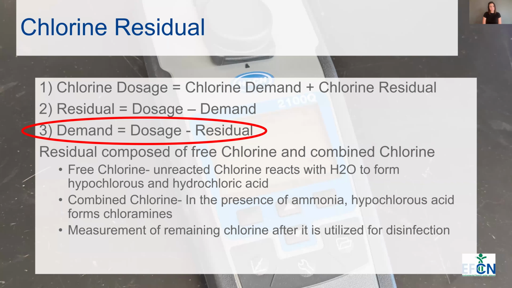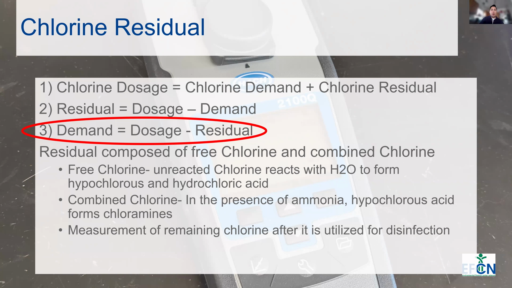And just one quick note that's good for operator certification: the residual chlorine is composed of free chlorine as well as combined chlorine. The free chlorine is the unreacted chlorine that has reacted with water to form hypochlorous and hypochloric acid. But our combined chlorine tends to be the chlorine that has reacted with ammonia, and that hypochlorous acid will form chloramines with that ammonia. The measurement of the remaining chlorine after it is all utilized is going to be that whole residual chlorine, which combines both of those.